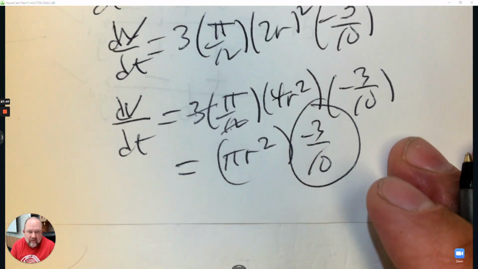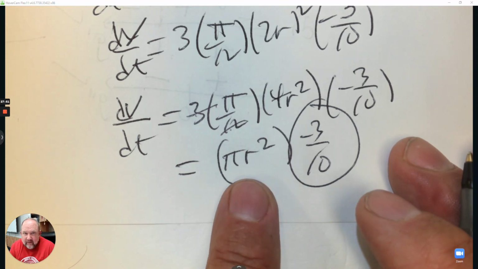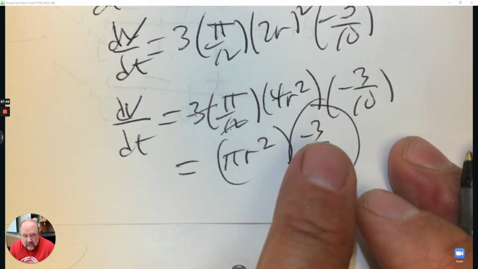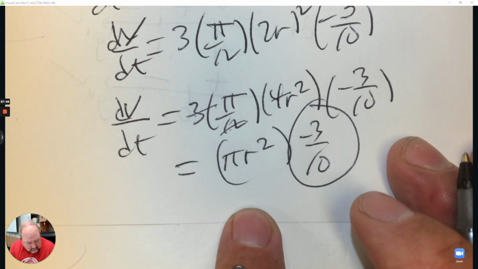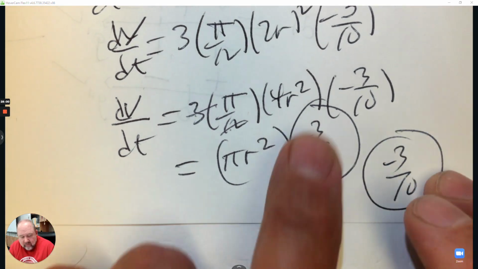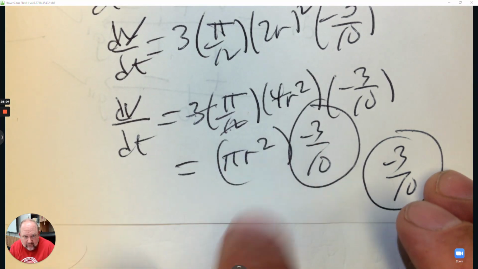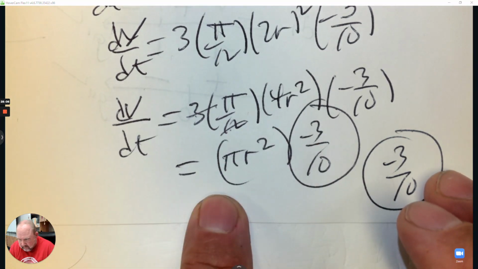So our answer, see, this is the surface area of that, which is a circle. So when it asks what's the constant of proportionality, the answer is negative 3 over 10. So it's always negative 3 over 10 times whatever the surface area is, pi r squared. Tricky, but we got through it.